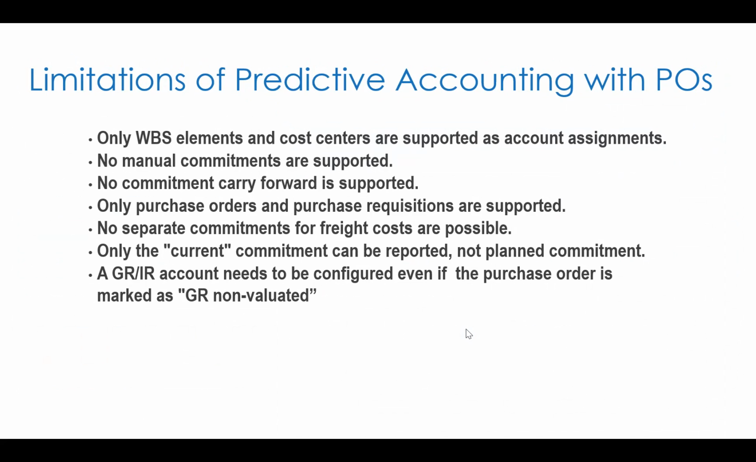You can't do manual commitments or carry forward the commitments. It only supports POs and purchase requisitions, and there's no separate commitments for freight. Also, only the current commitment and not planned commitment can be reported, right? And also you have to have the GRIR account, even if it's a non-valuated GRIR, which, yeah, I think most companies have the GRIR account configured.